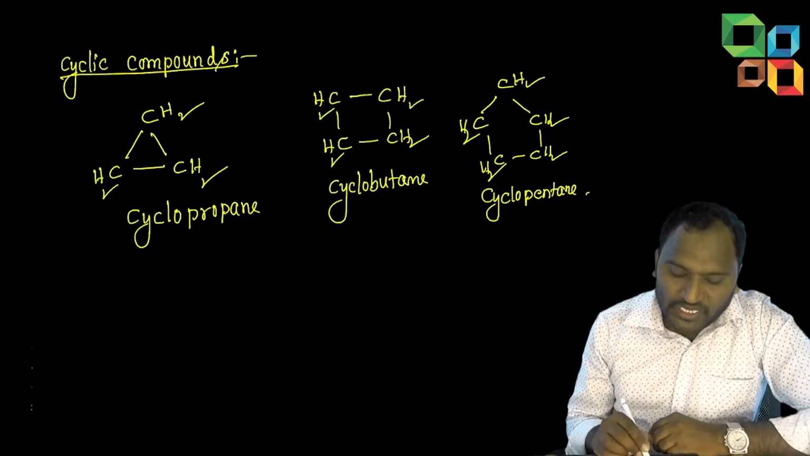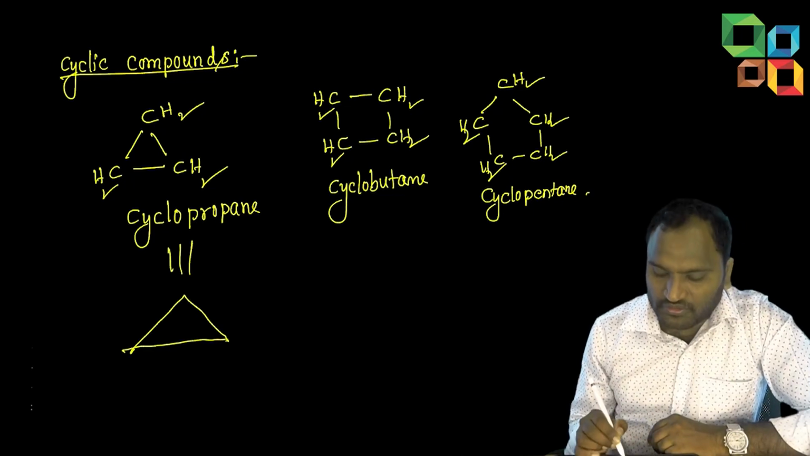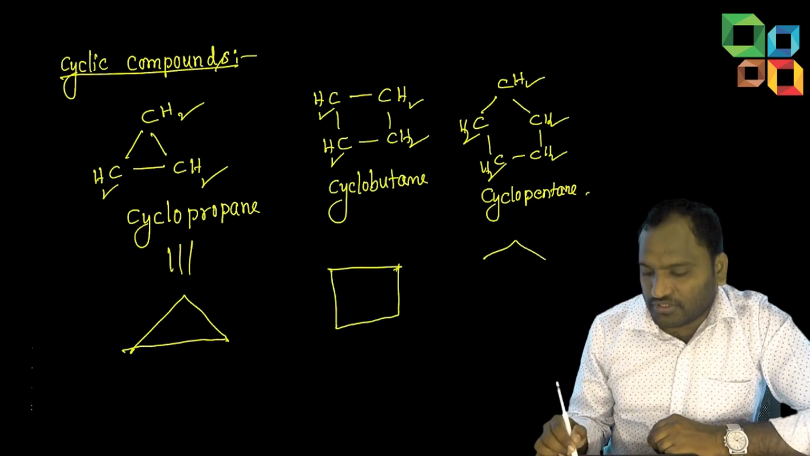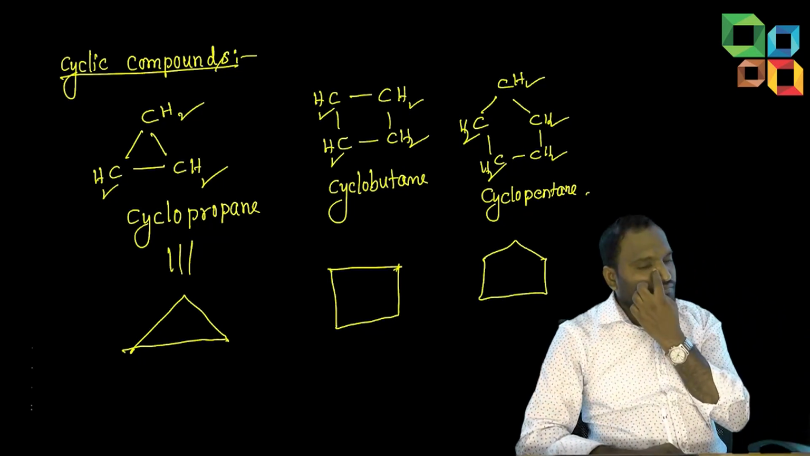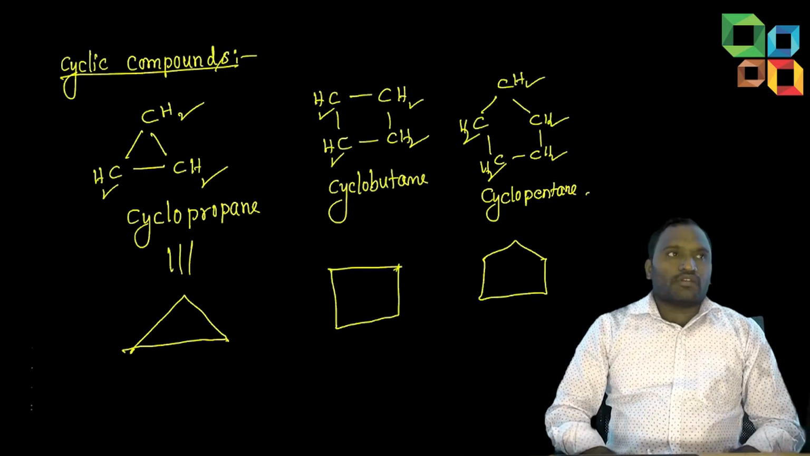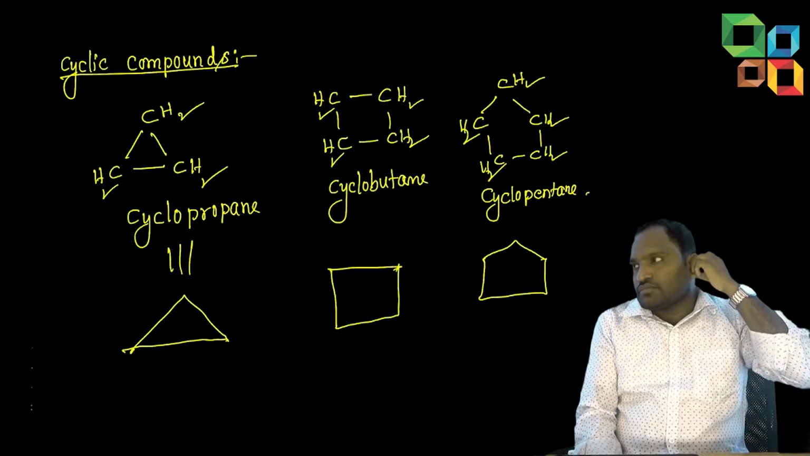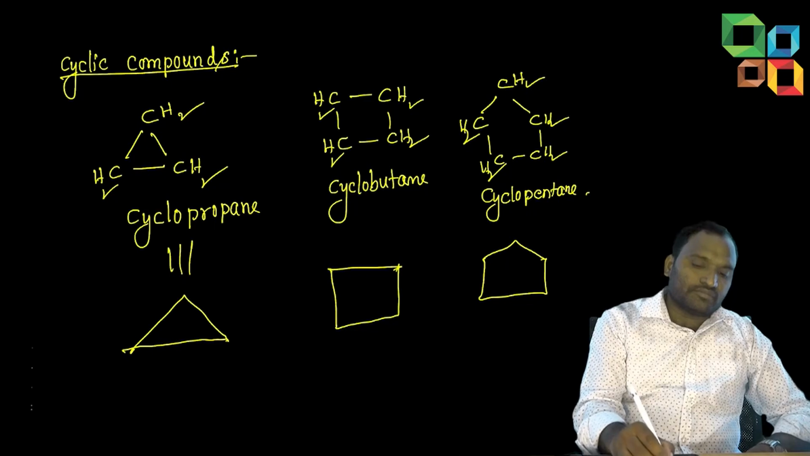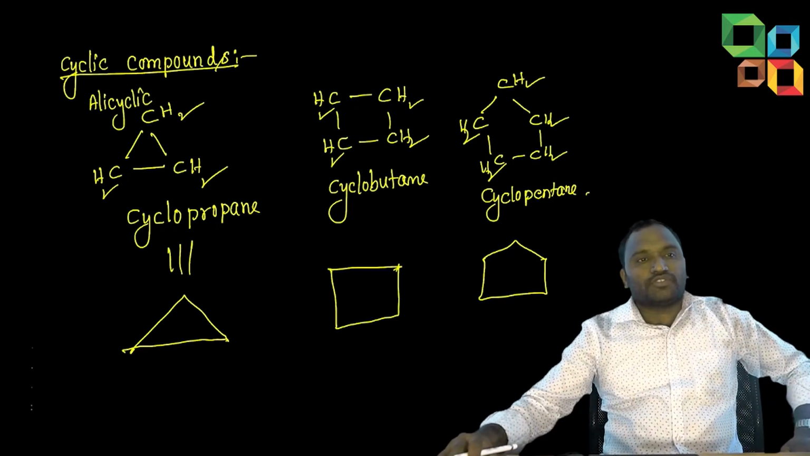These are line structures. How to draw them? For this, a triangle. For this, a square. For this, a pentagon. These cyclic compounds are all called alicyclic compounds. Alicyclic compound. Copy it, students.